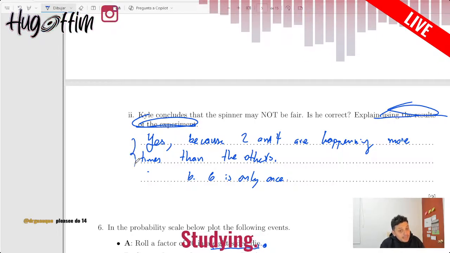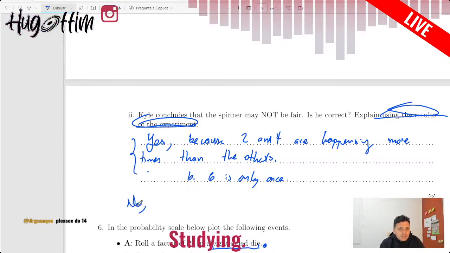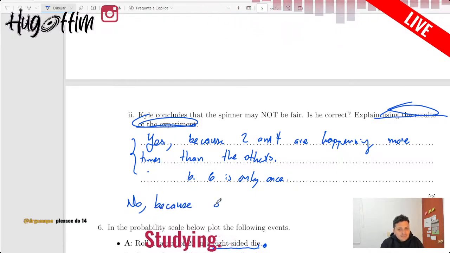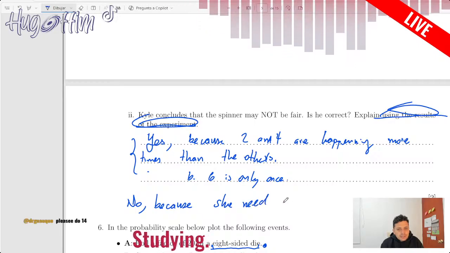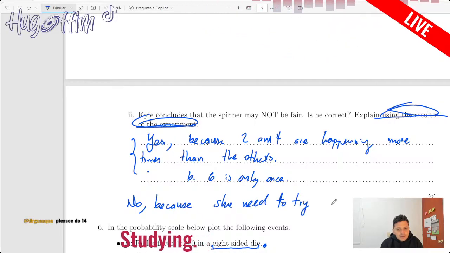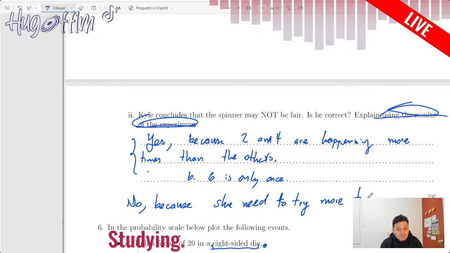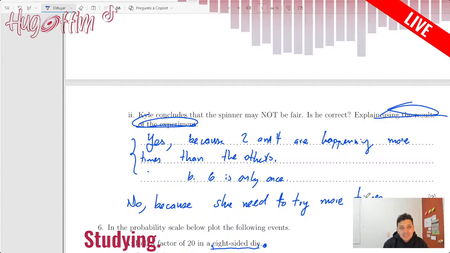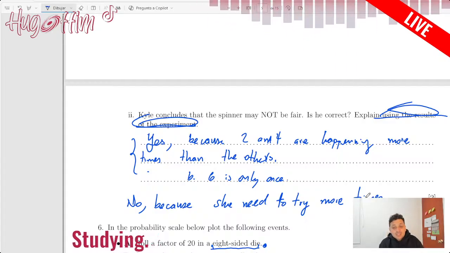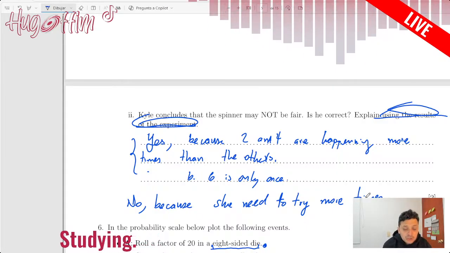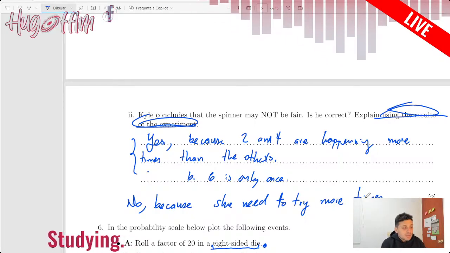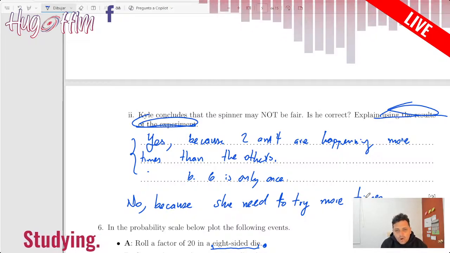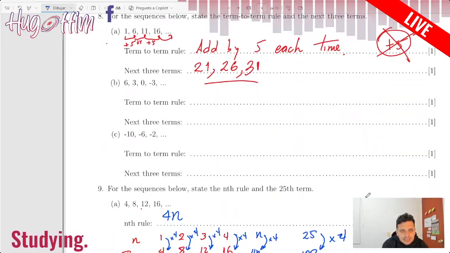Now, maybe you can tell, no, he cannot say that the spinner may not be fair because he didn't try. He needs to try more times. That's correct as well, because 20 times doesn't give you the option to happen as many times as you want. So this is something that is good to know when you perform an experiment in experimental probability. People are telling me here to work out question 14 of this task.